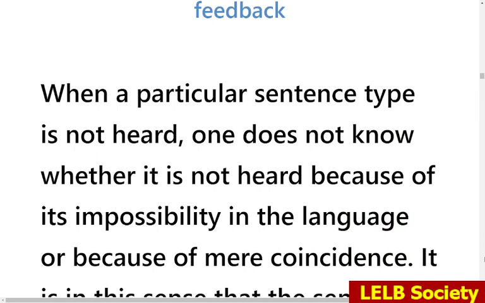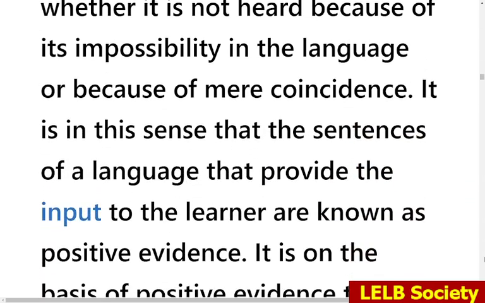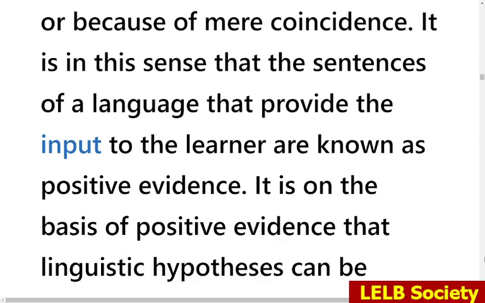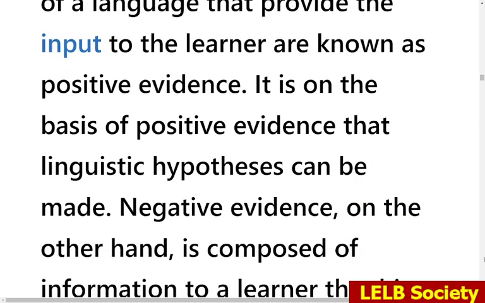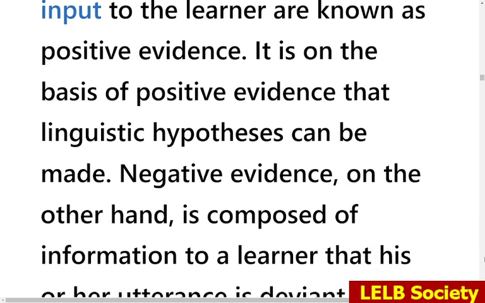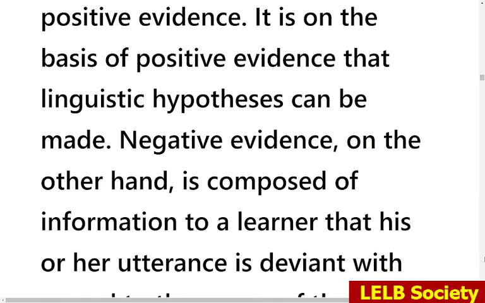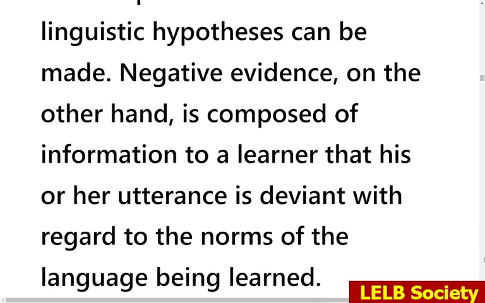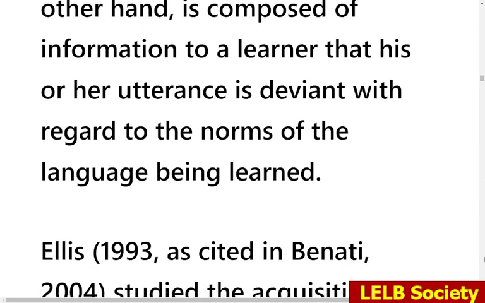When a particular sentence type is not heard, one does not know whether it is not heard because of its impossibility in the language or because of mere coincidence. It is in this sense that sentences of a language that provide the input to the learner are known as positive evidence. It is on the basis of positive evidence that linguistic hypotheses can be made. Negative evidence, on the other hand, is composed of information to a learner that his or her utterance is deviant with regard to the norms of the language being learned.